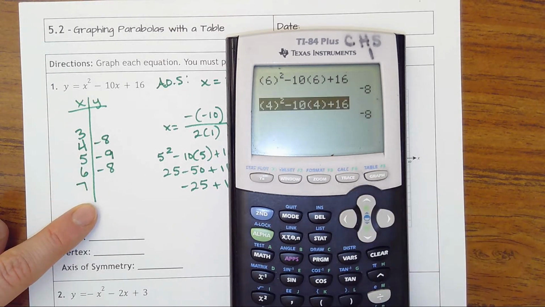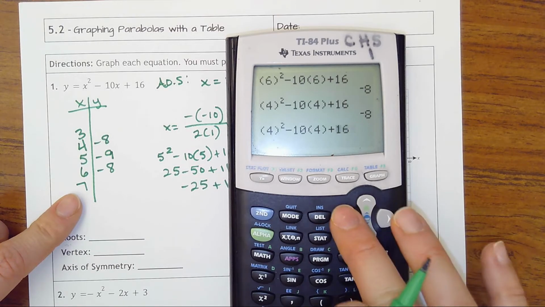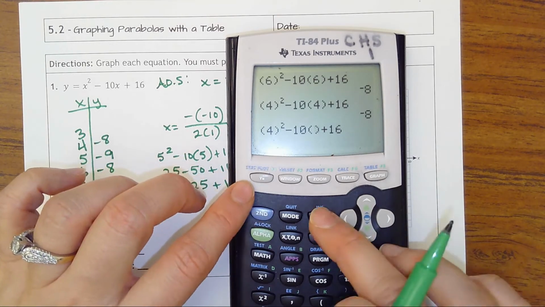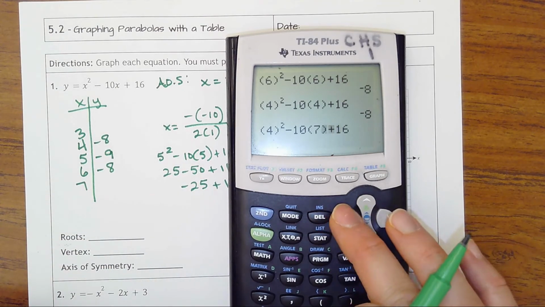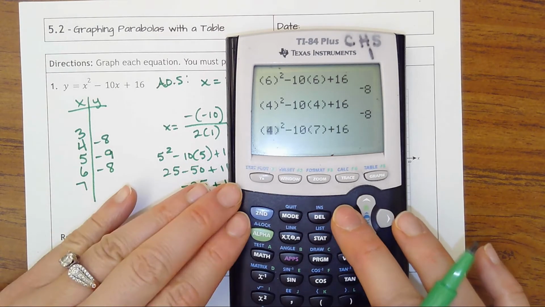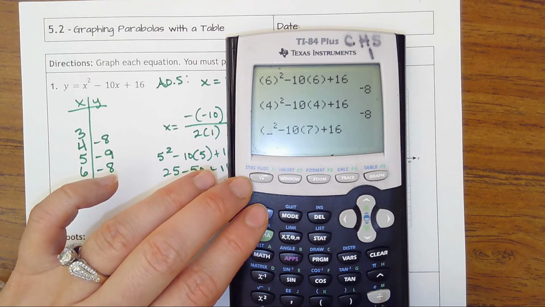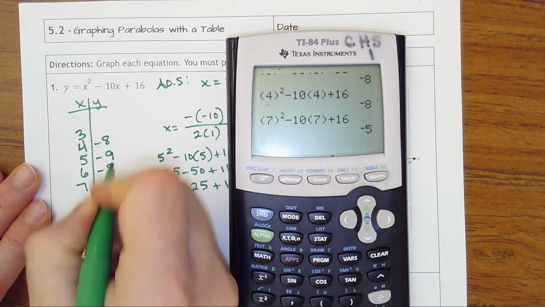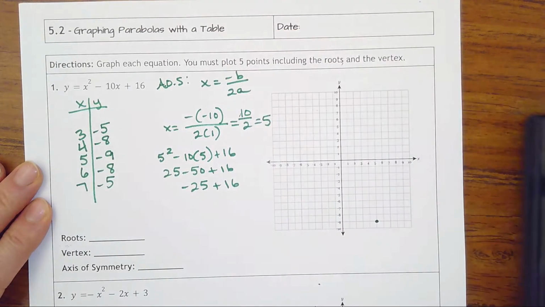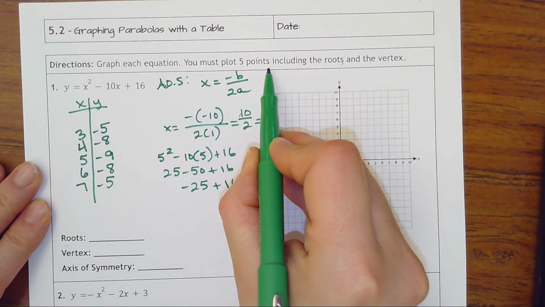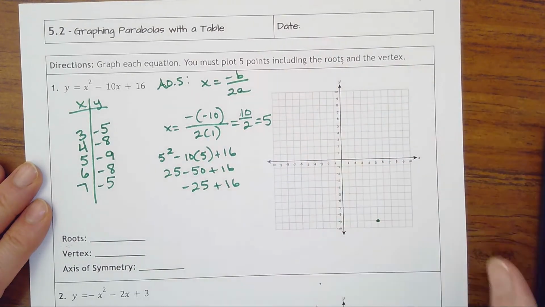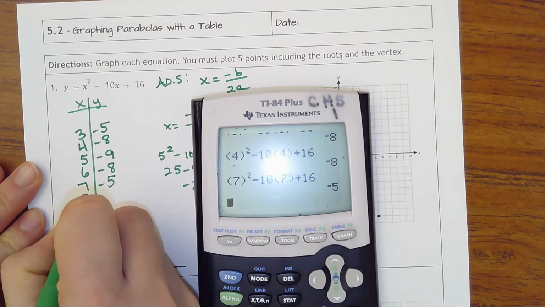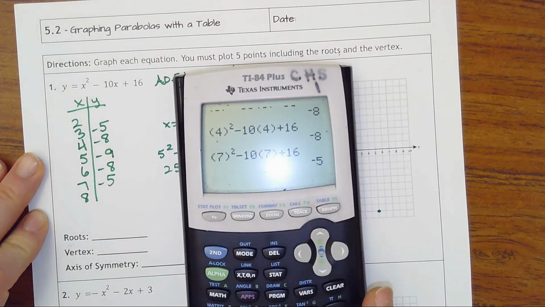Okay, now I'm going to do the same thing with 7. So I'll change this out. It's negative 5. And then I know this is negative 5. Now it says we have to plot at least 5 points, including the roots and the vertex. So we actually haven't gotten to where we see the roots yet. So let's go 1 bigger than 7 and 1 smaller than 3. Let's see what happens.